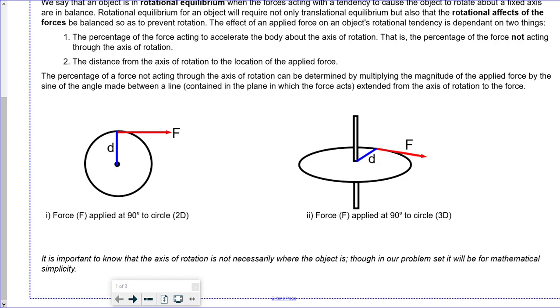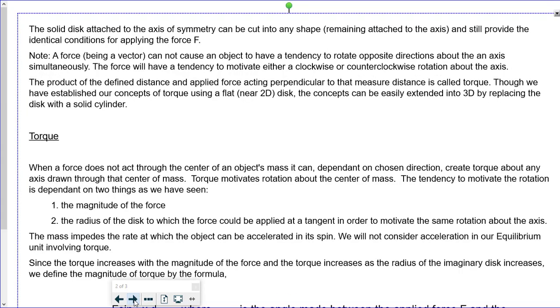Second example is a 3D version of the same. It is important to know that the axis of rotation is not necessarily where the object is, though in our problem set it will be for mathematical simplicity. The solid disk attached to the axis of symmetry can be cut into any shape, remaining attached to the axis, and still provide the identical conditions for applying the force F.